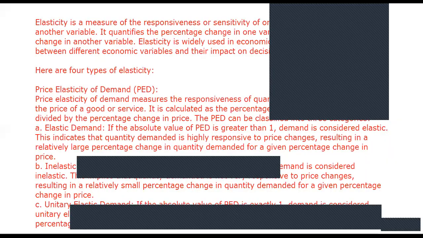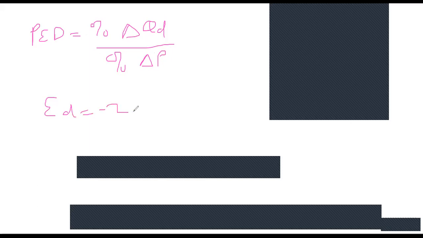Can somebody tell me about income elasticity? So we already said price elasticity of demand is given by the percentage change in quantity demanded over the percentage change in price. So if we're given that elasticity of demand is -2 and the price increases by 10%, what is the percentage change in quantity demanded?